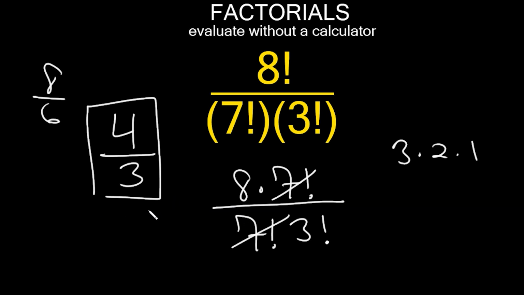It's pretty straightforward. Always look for the path of least resistance, especially if you're not using a calculator, all right? If they're asking you to evaluate these factorials without a calculator, you know that there's going to be ways in which you could cancel out some of these factorials, all right, to make it much easier. That way you can use mental math.